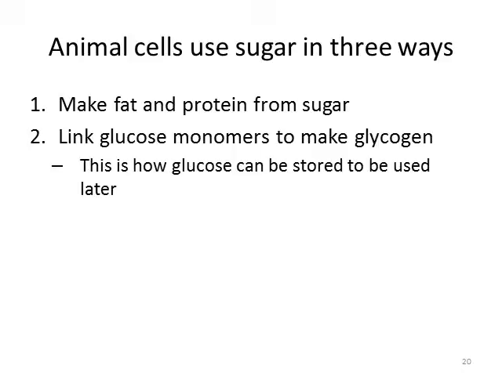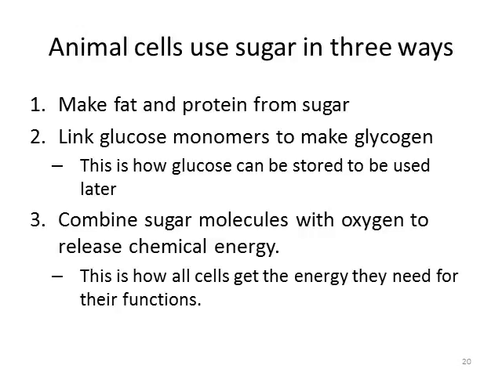They link glucose monomers together to make glycogen, which is a bit like a branched form of starch. This is how animals store glucose to be used later. Or animals can combine sugar with oxygen, which releases energy that an animal can use to function. We're going to go through each of these in a bit more detail. Let's start with how animals make fats and proteins out of glucose.